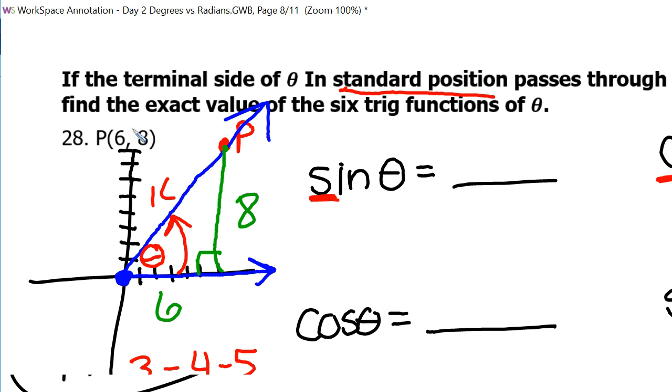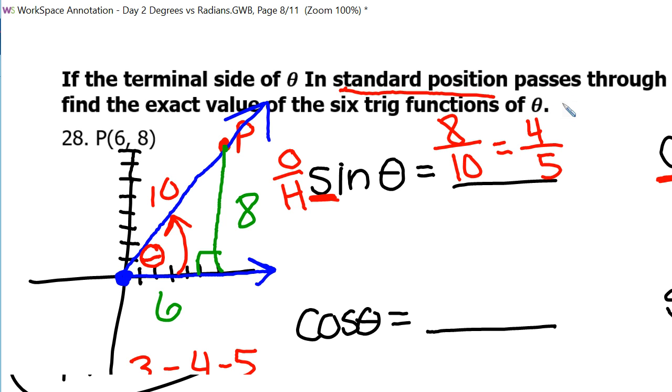So using SOHCAHTOA to find sine, we need to do opposite over hypotenuse. So here's my angle theta. What side is opposite of theta? 8. And what's the hypotenuse? 10. Make sure your answer is in simplest terms. So 8/10 simplifies to 4/5. If the sine is 4/5, what is the cosecant? 5/4.